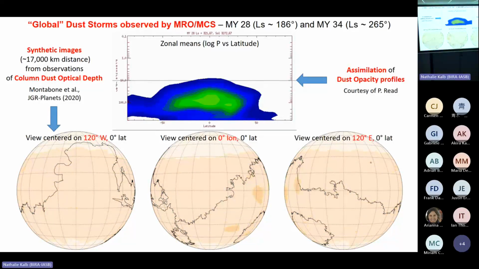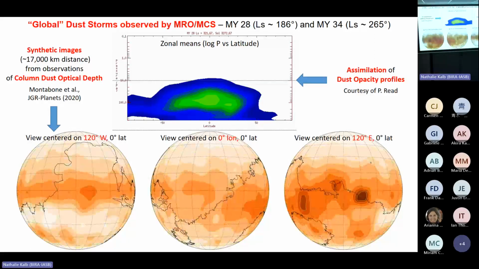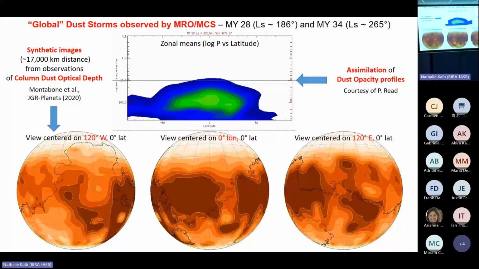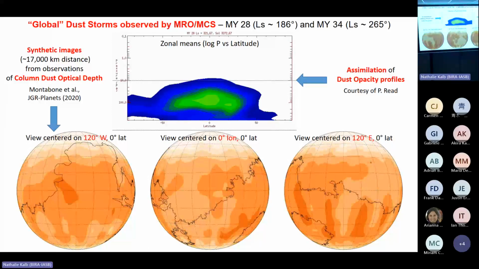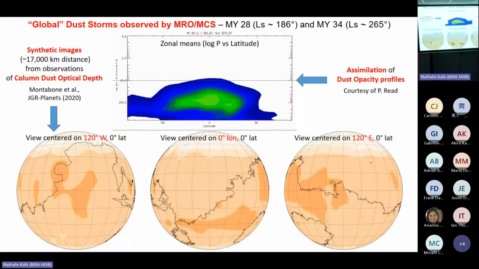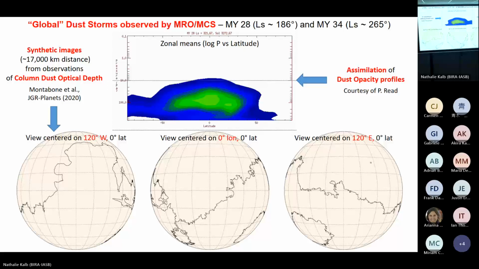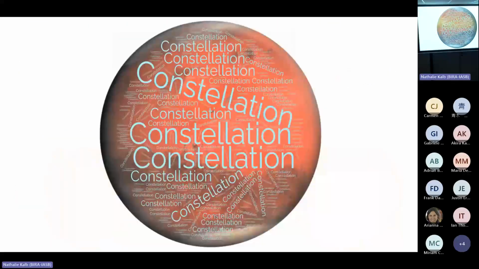Unfortunately, these 3 views are not there yet. At least we had MCS to help us produce vertical profiles, but we don't have 3 spacecraft right now orbiting to give us these beautiful views of, for example, a global scale event. So we need a constellation, right? Which means we need multiple spacecraft on orbit at the same time.